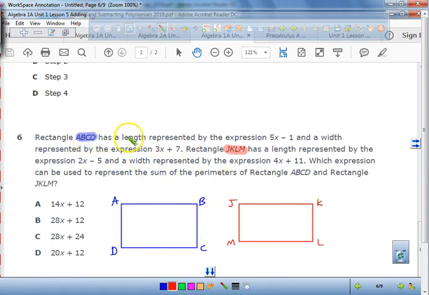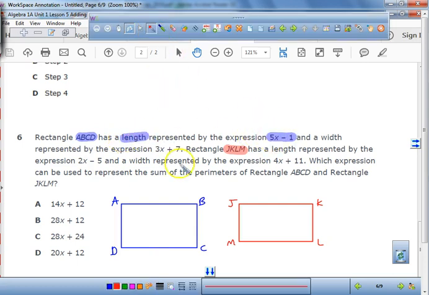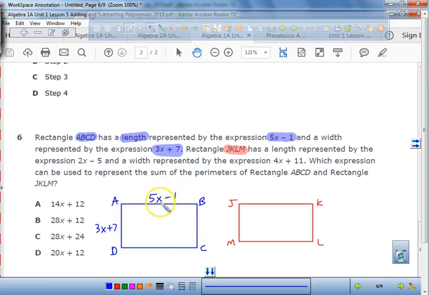ABCD has a length, right? It has a length represented by what? 5x minus 1. All right, so we're just going to put right here 5x minus 1. All right, and it has a width of 3x plus 7. So right over here, I'm going to put 3x plus 7. So if this is 5x minus 1, what do you guys know about all rectangles? Opposite lengths are equal, so also put a 5x minus 1. If this is 3x plus 7, over here also has to be 3x plus 7.